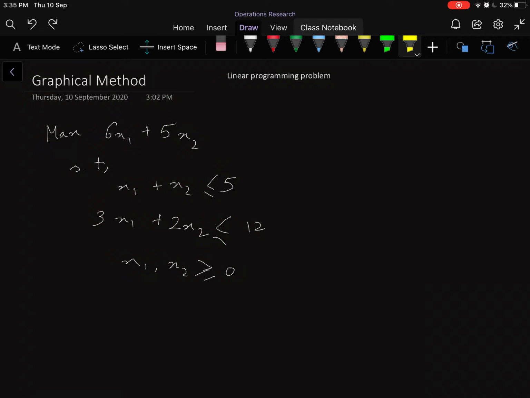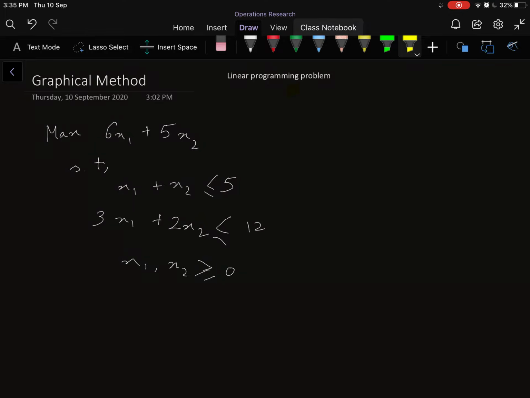Hello all, and today we shall continue with our discussion on operational research. The problem that we will be studying today is known as linear programming problem, and the method that we shall be studying today is known as a graphical method. So first, let's understand what a linear programming problem is.